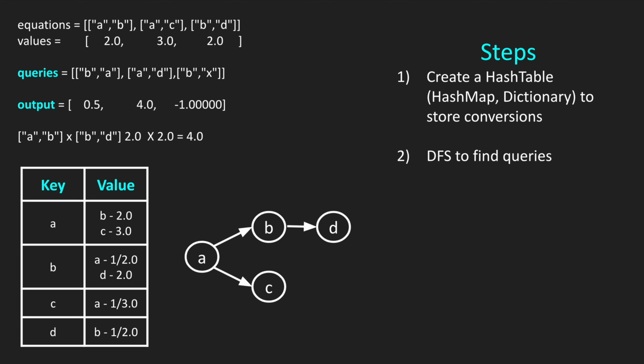How about converting a to d? To convert a to d, first we take the conversion value of a to b. So we are DFS searching a to b, and then we are searching another neighbor, which is d, and we are multiplying those values, and we are returning that. For example, in case of b to x, we are going to return -1, because we don't have node x in our graph.